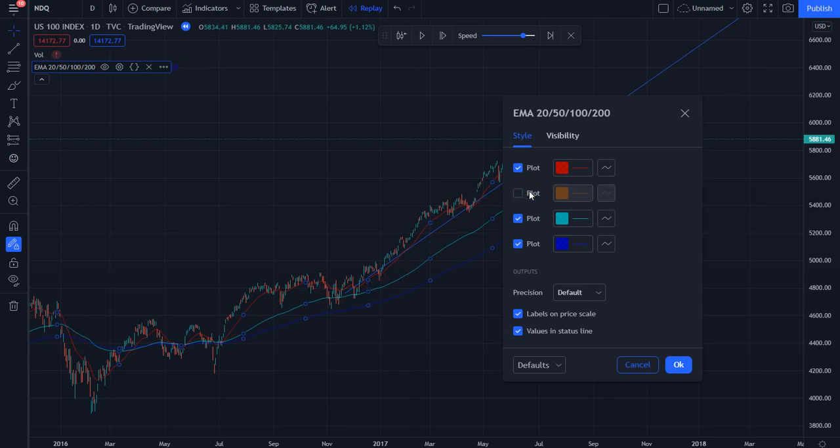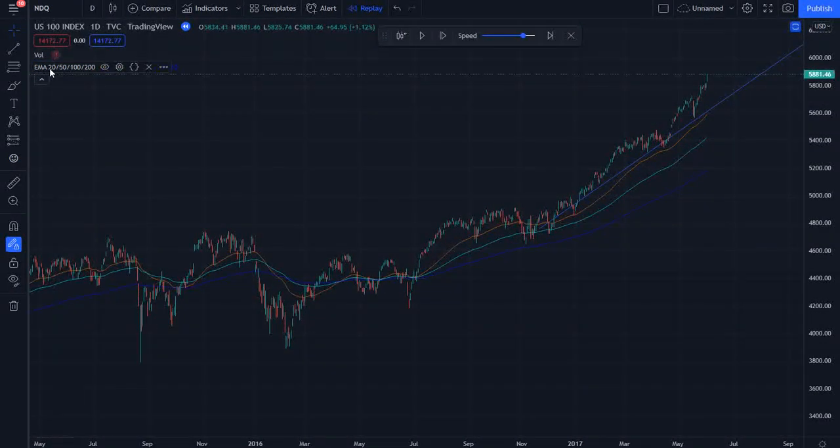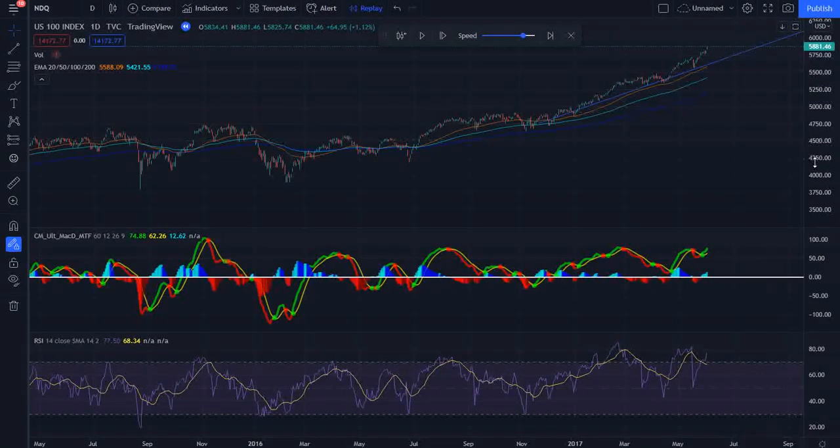Whichever gives me a better one. Okay, that's fine. It goes in the color. 20 the red, 50 is orange, 100 is and so on. Okay. Now this will give us a good indication of where to buy and where to sell.